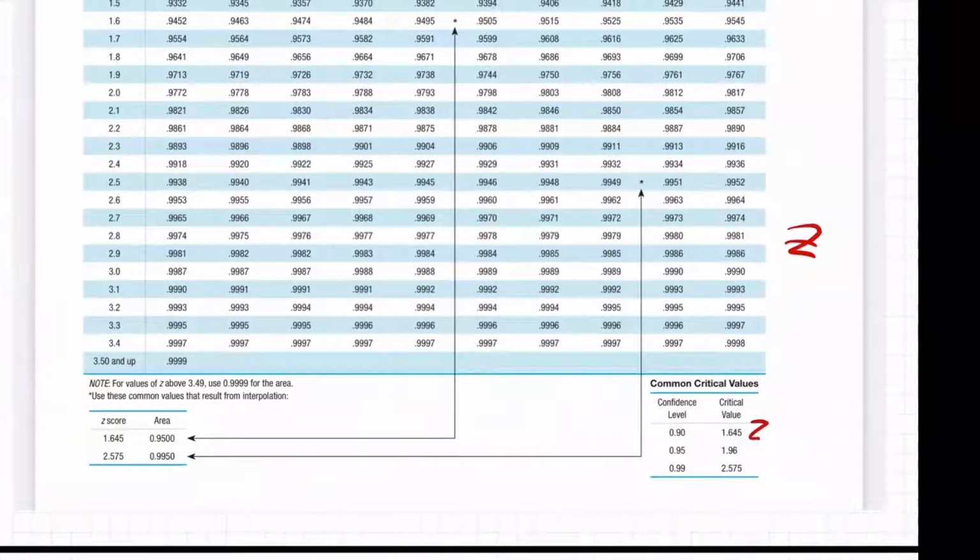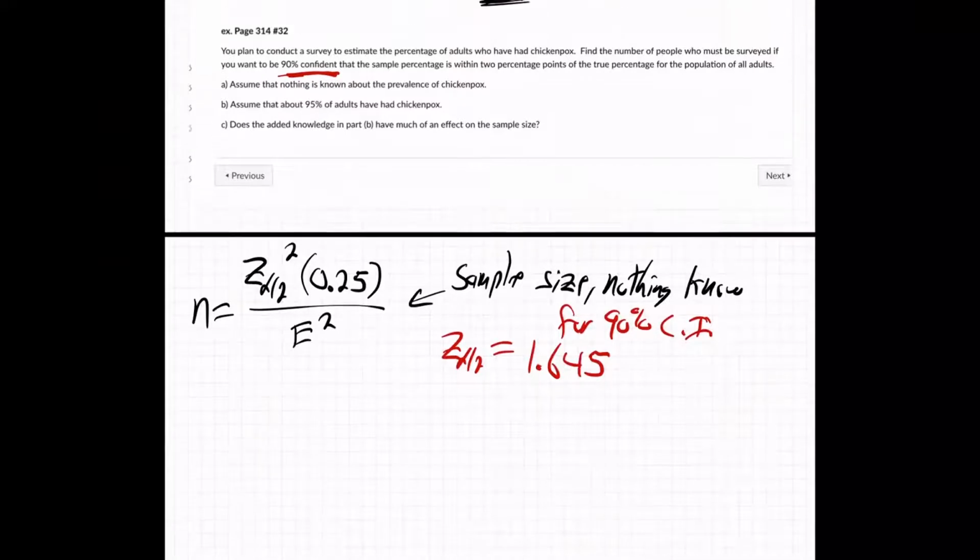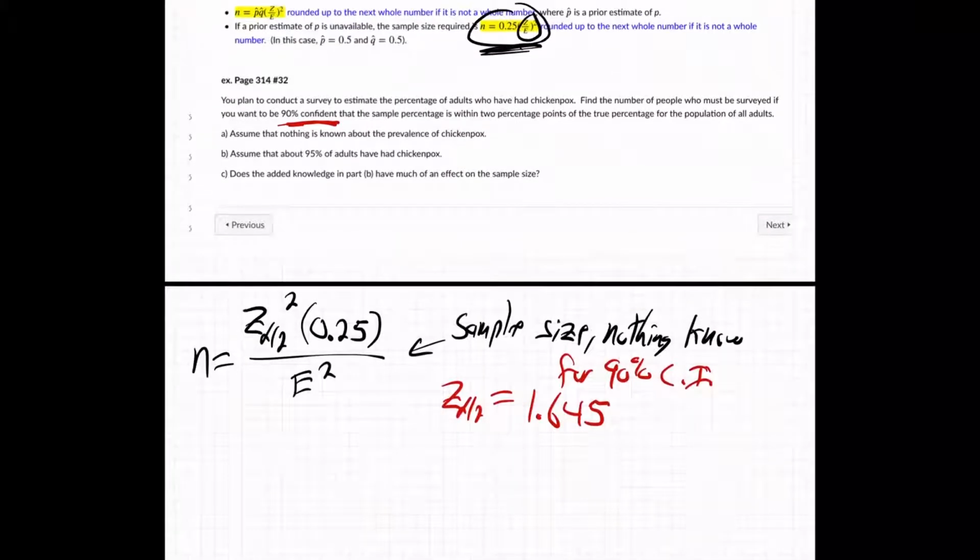So here are our 3 z values. What do we have? We have 90%, so we want this one, 1.645. Z is 1.645. So they're in the lower right corner. 90%, okay? And then what's the E? What's the error? What did it say? Within. E is error.